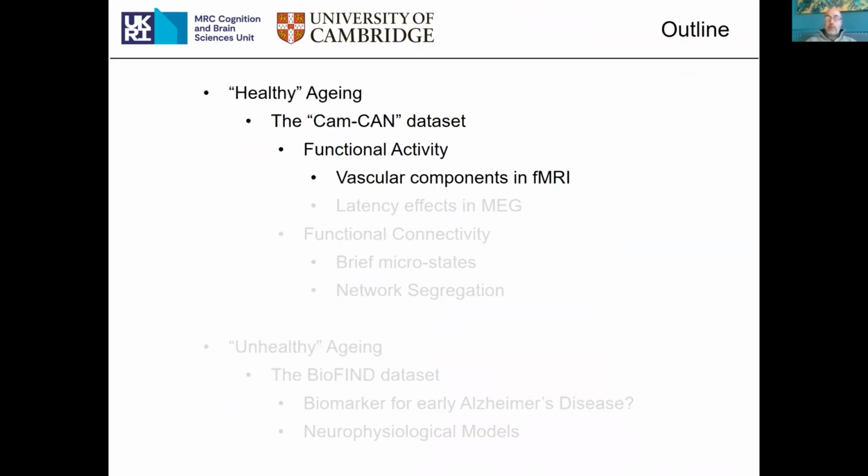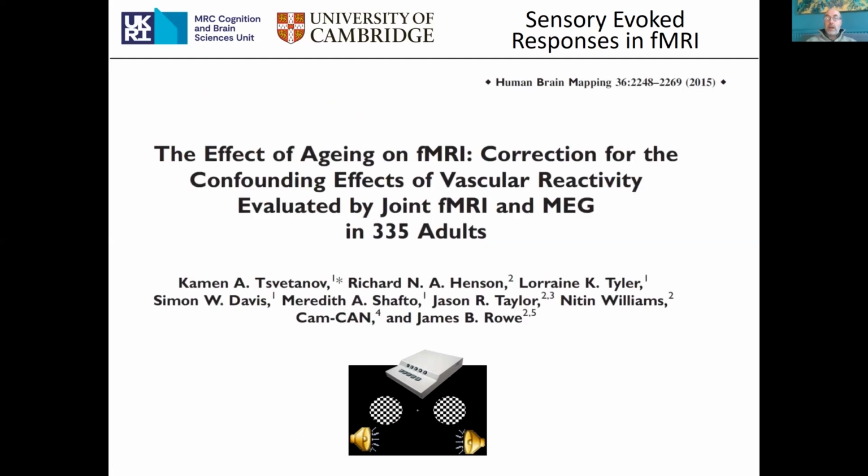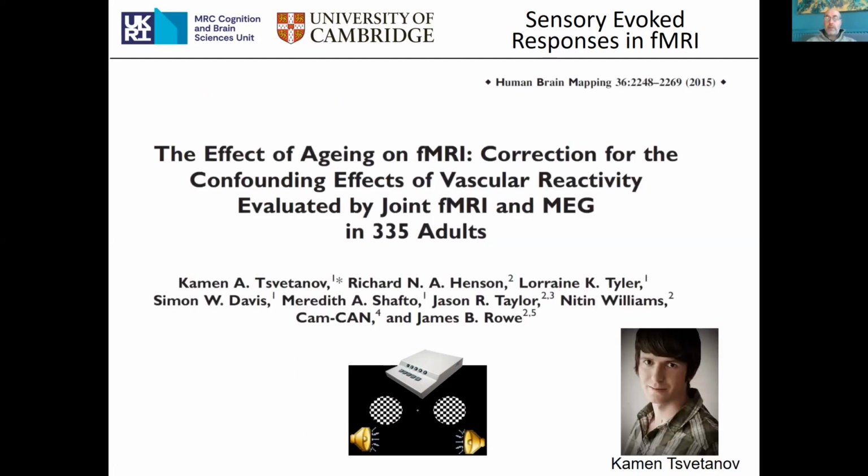Anyway, using CamCAN, one of the first studies we did looked at sensory evoked responses. This paradigm, which we did in fMRI and in MEG, involved visual checkerboards, left and right fixation, concurrent with auditory tones to left and right ear. And when they heard this, they pressed a key with their right finger. So this is a sort of sensory motor task. And a paper led by Kamen Tsvetanov looked at the vascular components of the fMRI response.